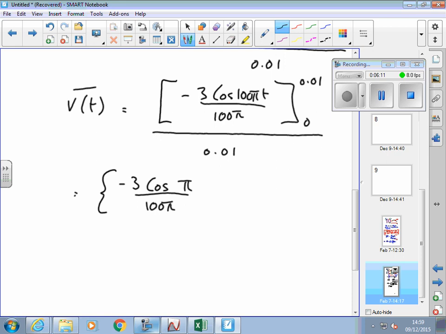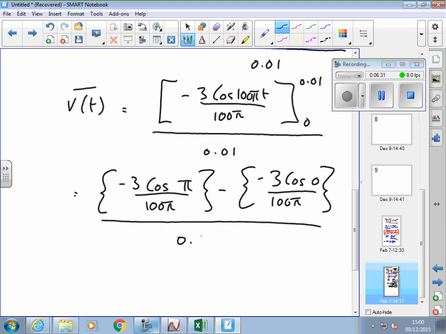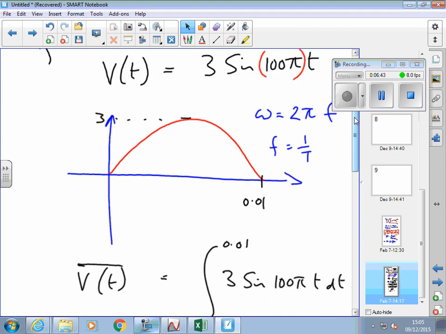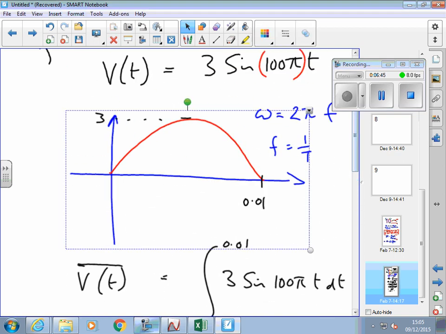So that's the first one. Minus, and then I put naught in. So it's minus 3 cos of naught over 100 pi, all over 0.01. So if we work this through, we get 1.9 volts as the average voltage. Check by doing it yourself to see if you get the same answer. So what we're saying is the average voltage is 1.9 volts.